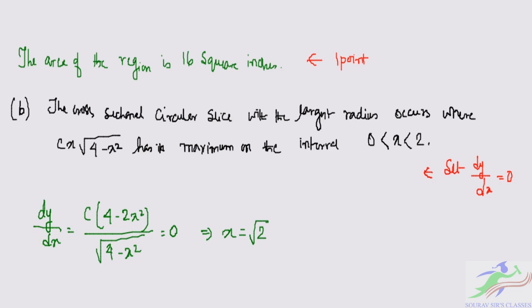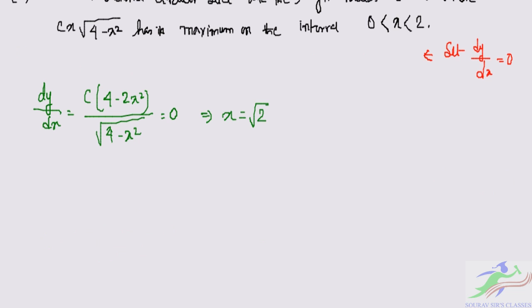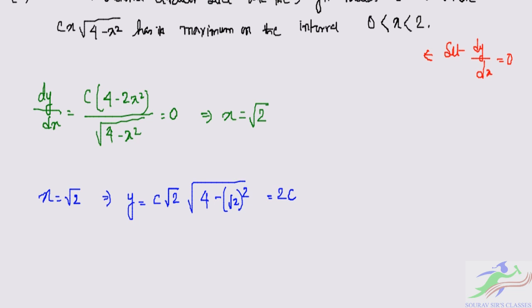Now we have to find the value of c. Once we have found x equal to root 2, from here we can find the value of y. So y equal to c root 2 root over 4 minus root 2 square, so that is simply 2c. So 2c is equal to 1.2, so c is equal to 0.6. So that is the value of c.